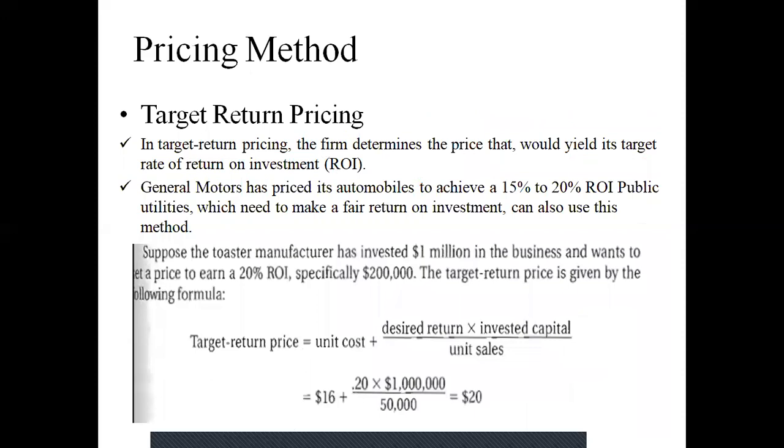Now, what are the positives and negatives of this target costing? So target costing recognizes that a business doesn't have total control over the pricing. Price is limited by what the market will pay. It also requires businesses to operate efficiently.